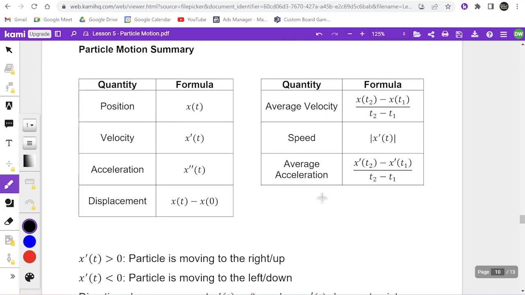If I would recommend one thing to be most familiar with after today, it's the fact that position, velocity, and acceleration are the original function, then the first derivative, then the second derivative. If you can remember anything, please remember that. And with that, we go into some example problems.